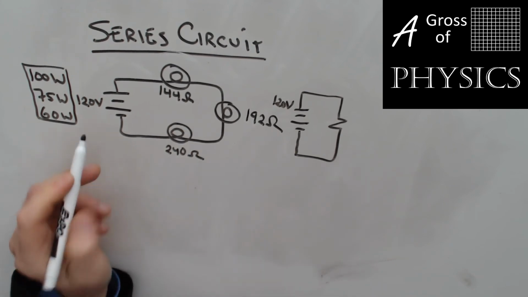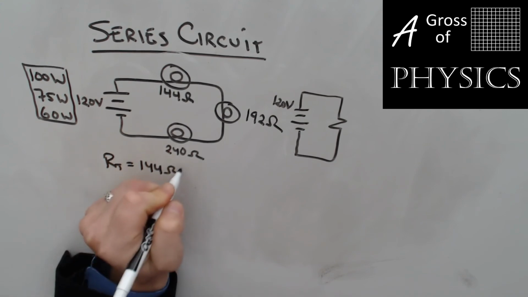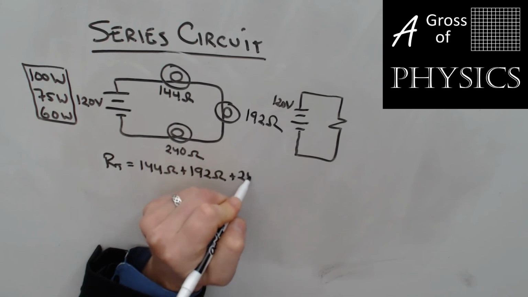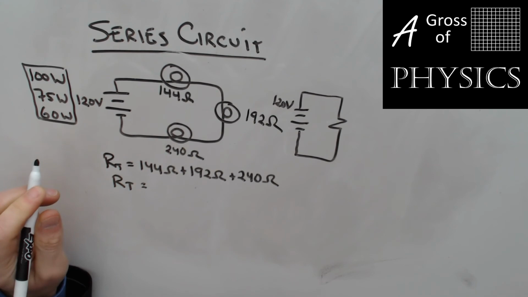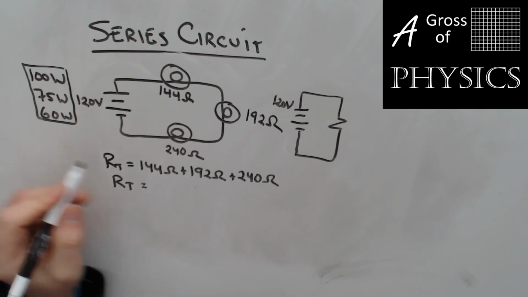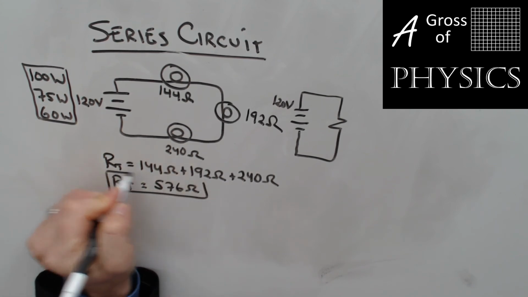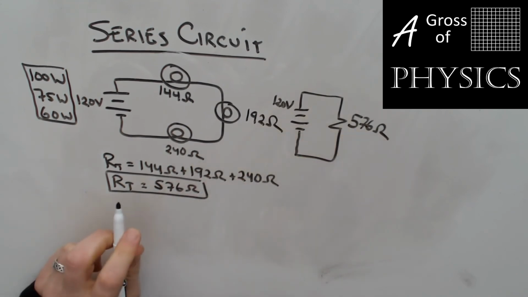In this case, we have to take the resistance of each and add them together. And then we can find the current flowing through the circuit. So the total resistance of this circuit is 144 plus 192 plus 240. And that gives us 576 ohms of resistance. So this right here is 576 ohms.